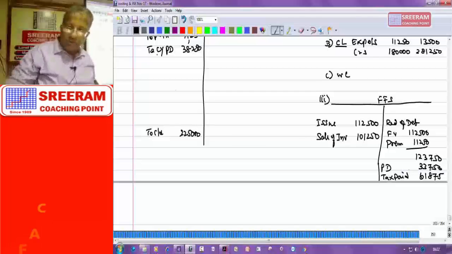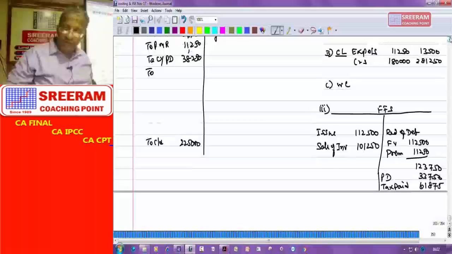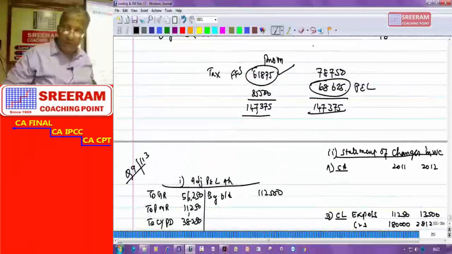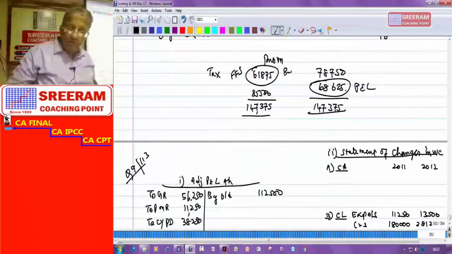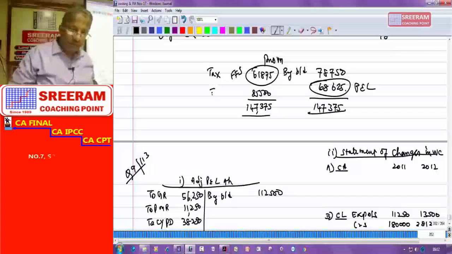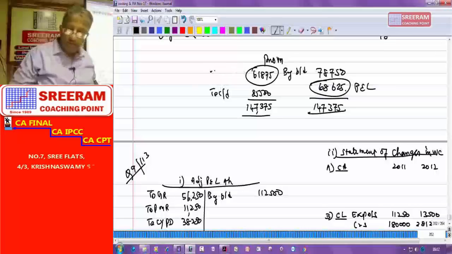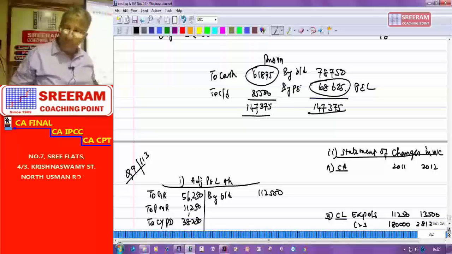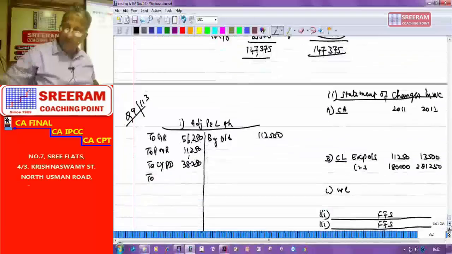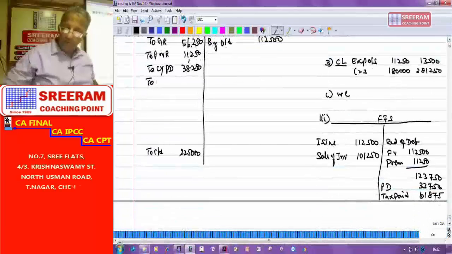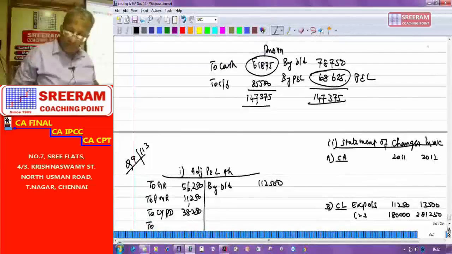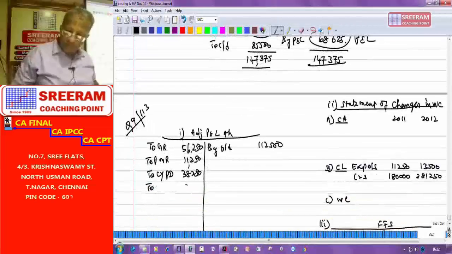So just have a look what we have done. By balance brought down, to balance carried down. This is what they said as to cash paid, to cash, and this is by P&L account 61,875 and 68,625. Provision for taxation.